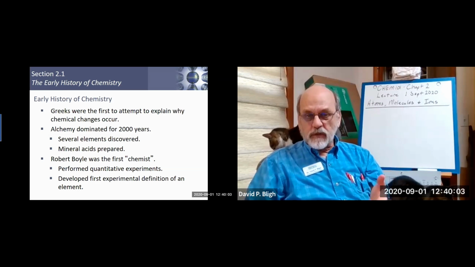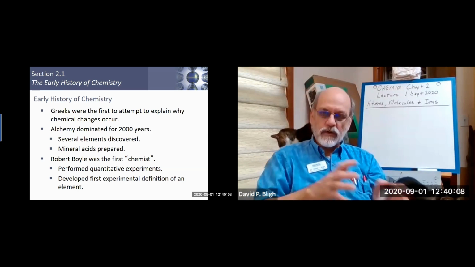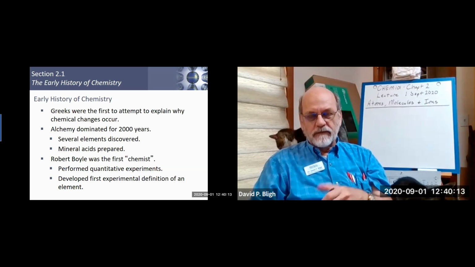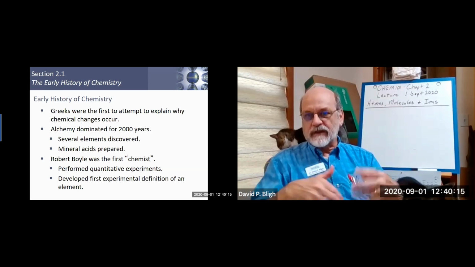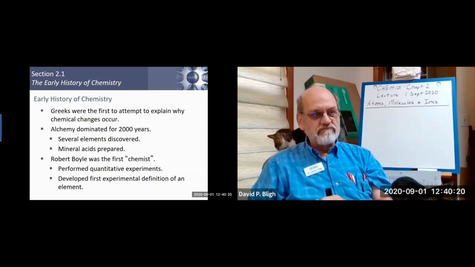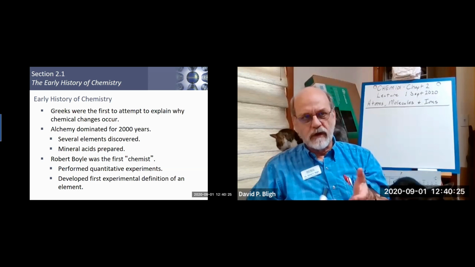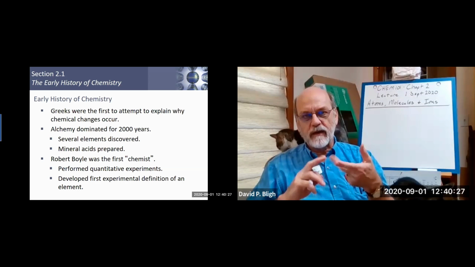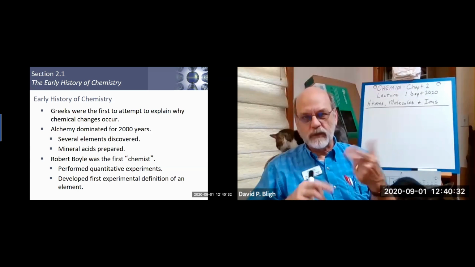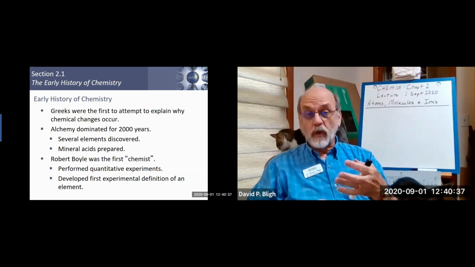The ancient Greeks were the first to actually make an attempt to explain why chemical changes occurred. They missed the boat by a long shot, but at least they made an attempt. And they talked about the 4 fundamental materials in the universe, like earth, wind, fire, and, let's see, earth, wind, fire, and one other one. But they got the ball rolling.